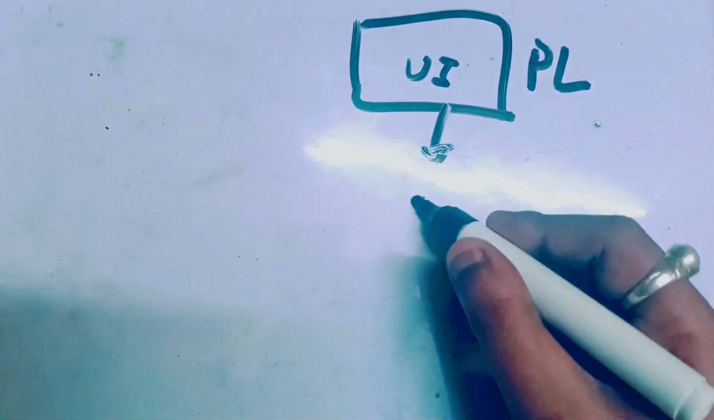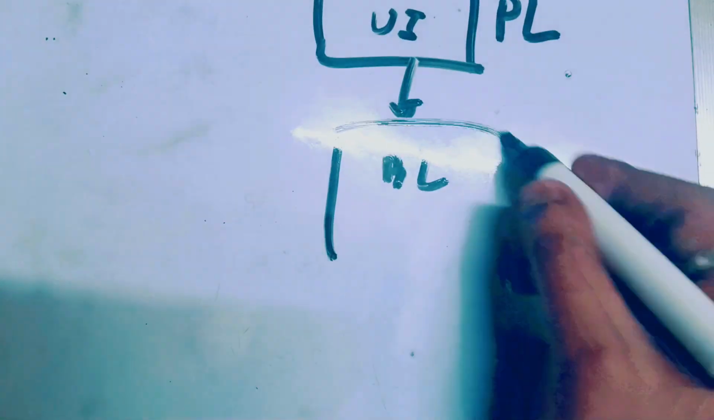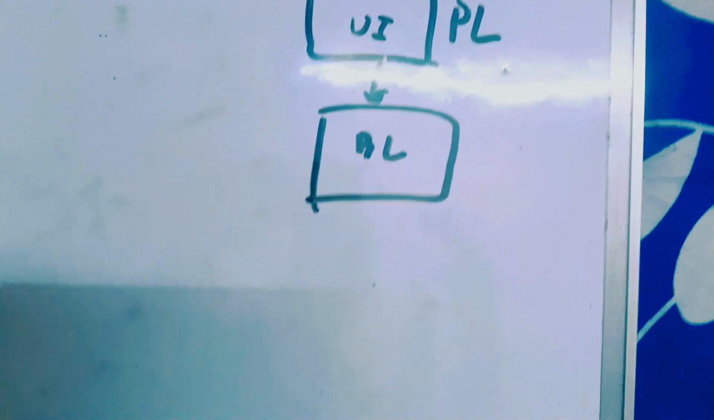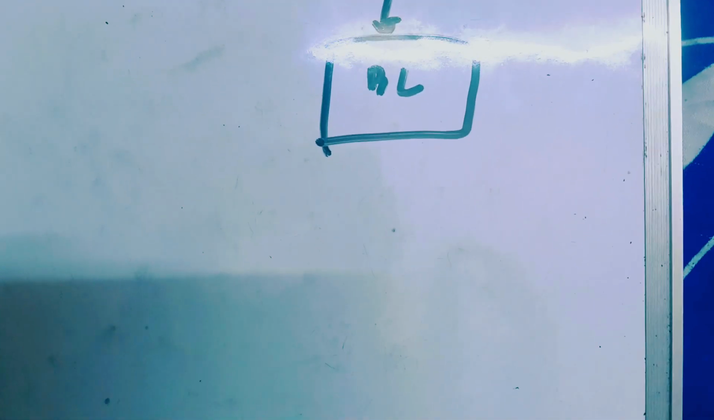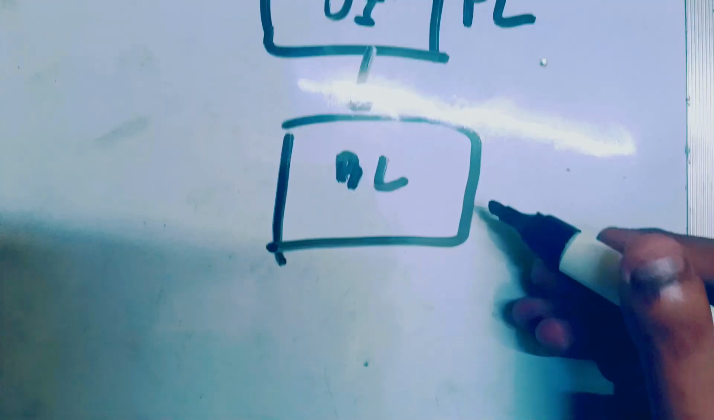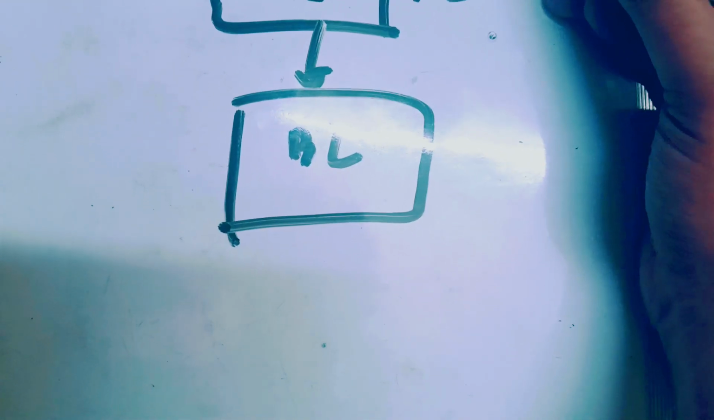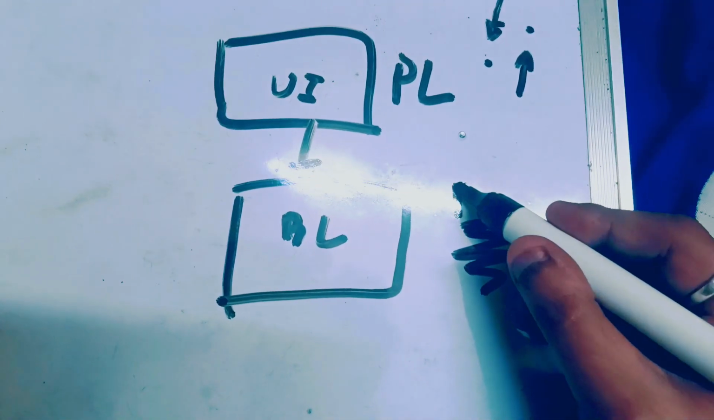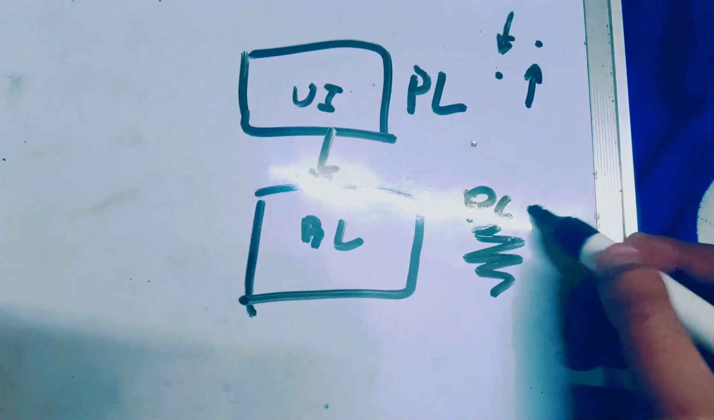Then we have the business layer, or BL. In the business layer, the main business logic is written. Business logic means backend coding, like Java coding or Python coding. Everything is written inside the business logic layer. Whatever data the user is putting in or seeing gets processed through this layer, so it is a processing layer.